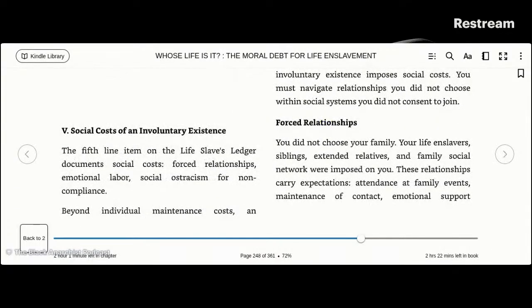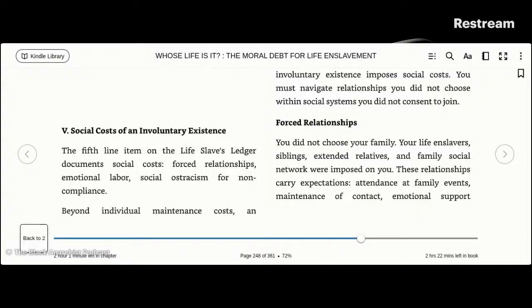Social costs of an involuntary existence. The fifth line on the Life Slave Ledger documents social costs: forced relationships, emotional labor, social ostracism for noncompliance. Beyond individual maintenance costs, an involuntary existence imposes social costs. You must navigate social relationships you did not choose within social systems you did not consent to join.